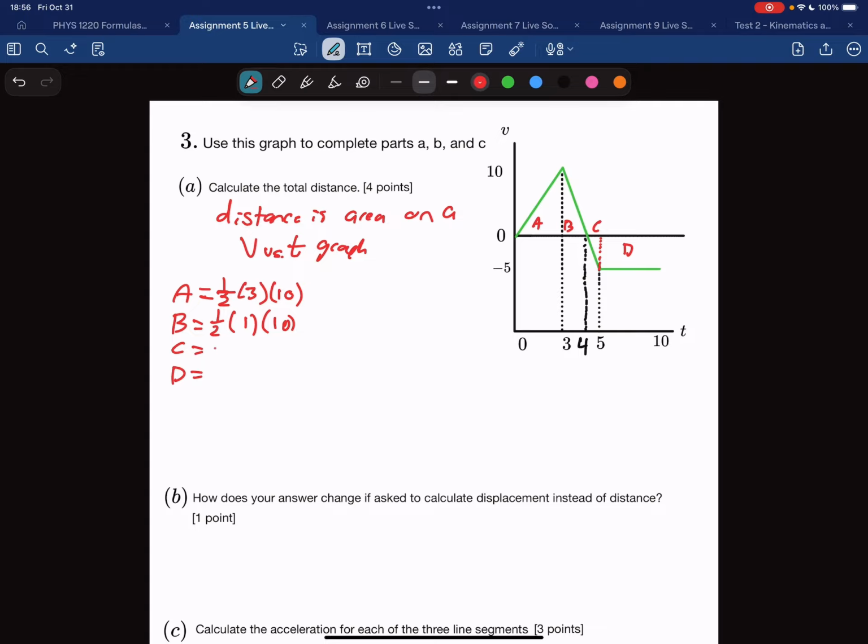C is where it's going to start being negative. So again, it's a triangle, so 1/2 base times height. The base is from 4 to 5. So again, that's 1. But our height goes from 0 to -5 here. So my height is -5. And that's where our negative area is going to be coming from here. D, just a rectangle, base times height. Normally, no 1/2. This goes from 5 to 10. So I know I'm going to have 5. And the height is 0 to -5. So I get -5 here.